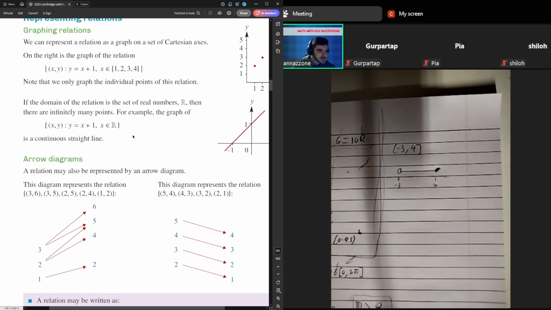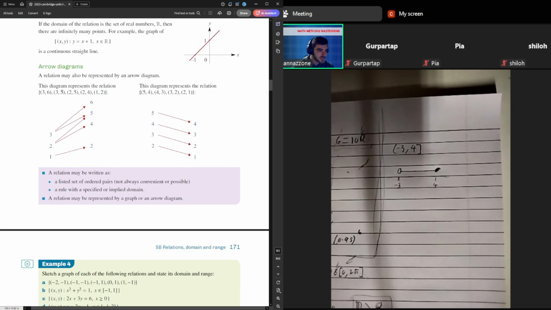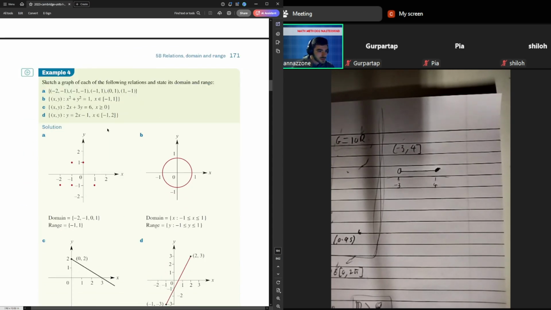Most of the time your domain's going to be all real numbers, so x can be anything, and that's where you get back to how you've been sketching graphs forever. You just sketch them based on whatever the key features are of that graph. This, don't worry about, this looks awful. No need to know it.